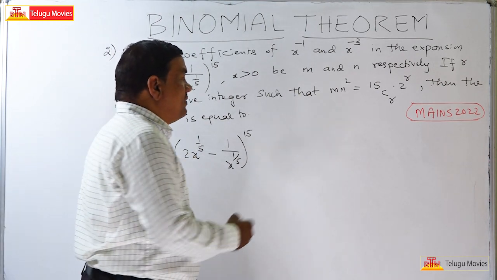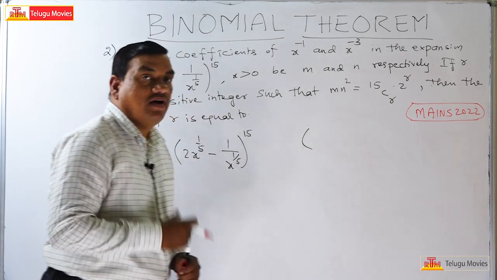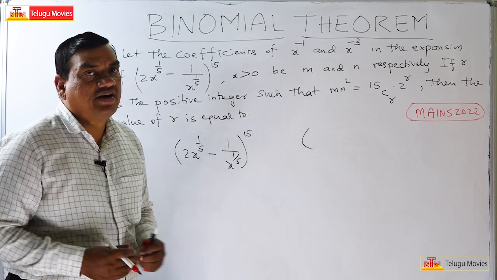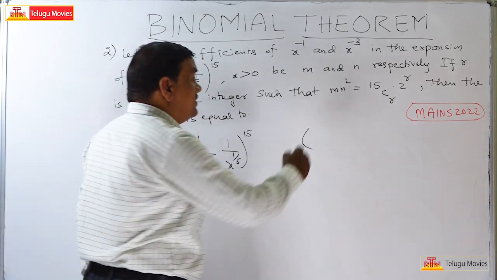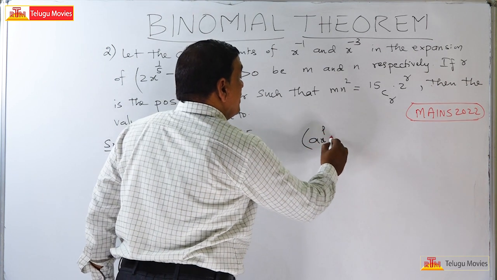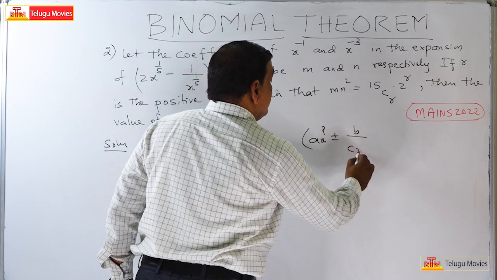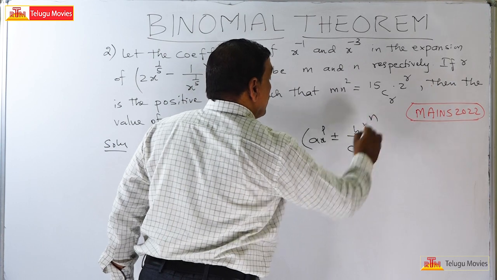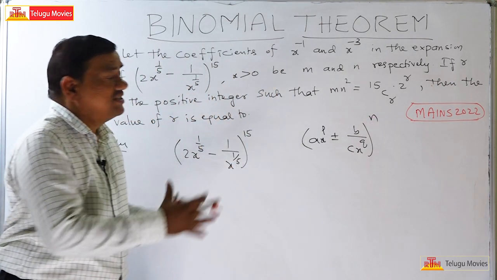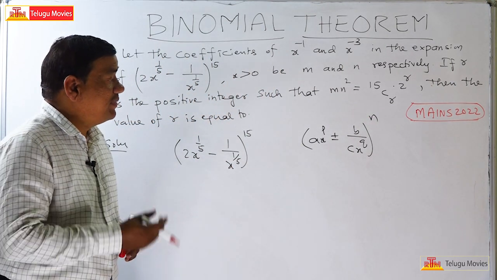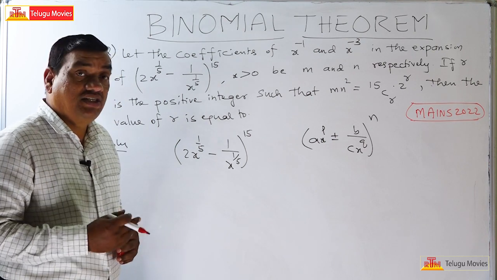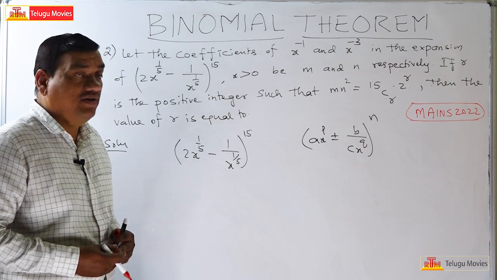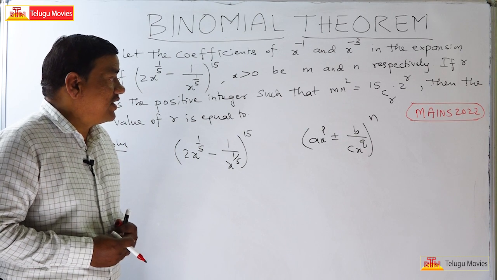Let us see that formula. Already I explained it in the theory part, but once again, I will revise it. The formula is: if (a x to the power of p plus or minus b by c x to the power of q) whole to the power of n, so there is a binomial in this form, then in this, n plus 1 terms are there.